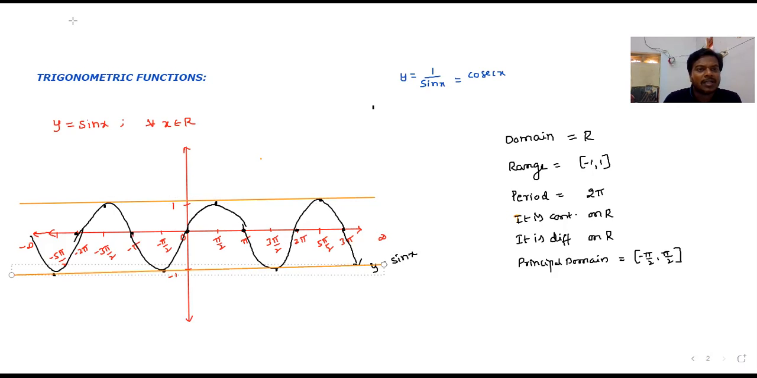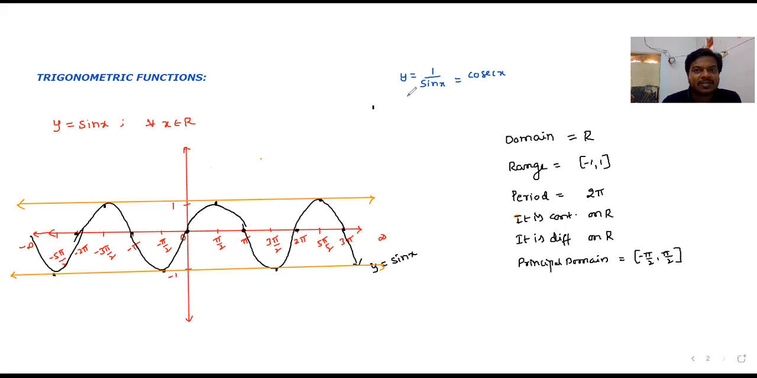Now we are going to draw the reciprocal graph, that is y equal to 1 by sin x, which means y equal to cosecant x. Let us see the reciprocal values of sin x. Observe here, x is 0 means y is 0, right? The sine value here is 0. When you substitute sine value 0 in this, y becomes infinite.